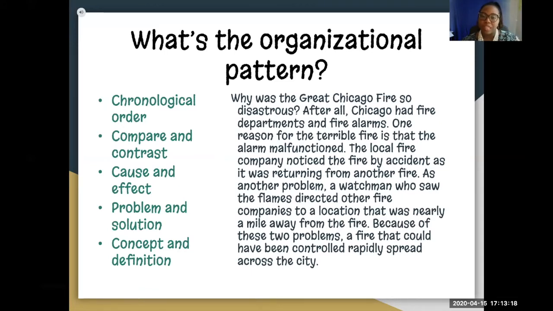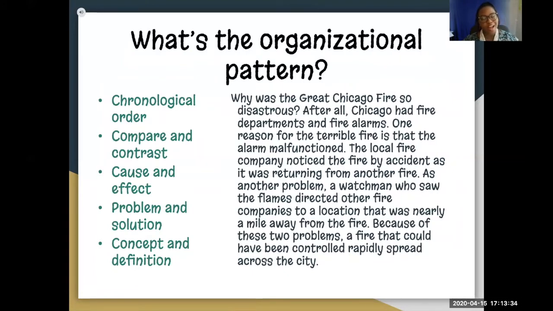I want you guys to read along with me as I read aloud. Why was the Great Chicago Fire so disastrous? After all, Chicago had fire departments and fire alarms. One reason for the terrible fire is that the alarm malfunctioned.